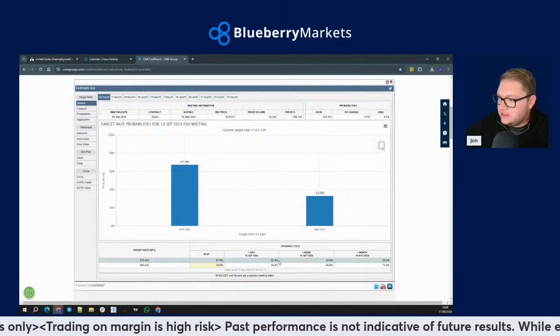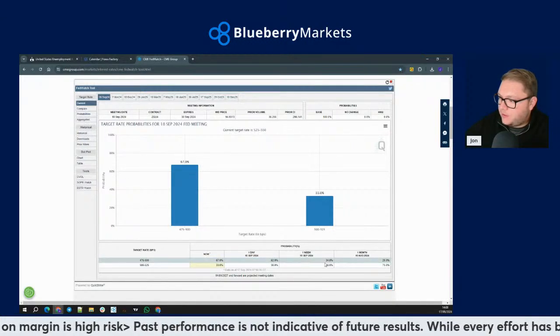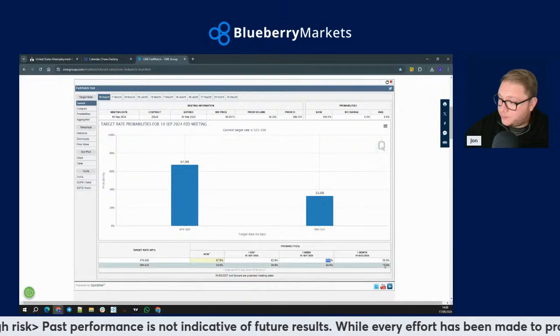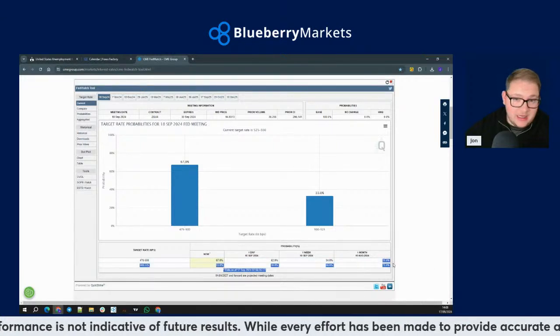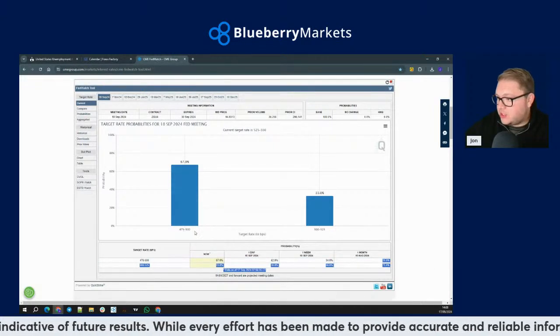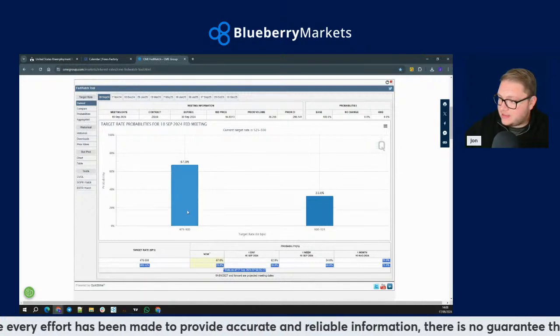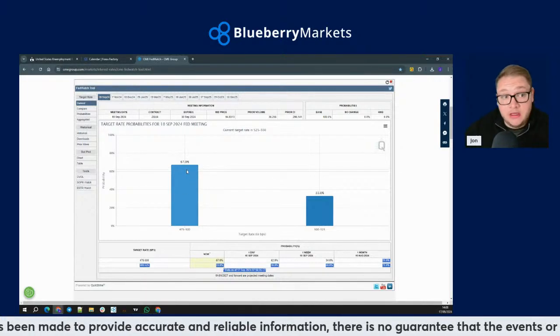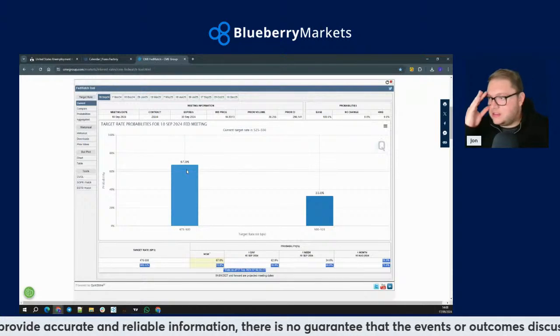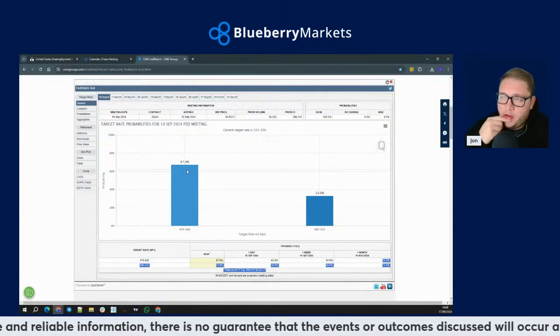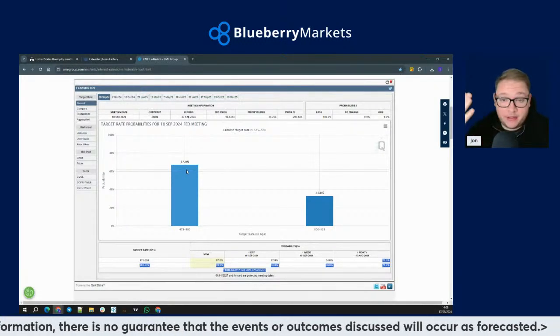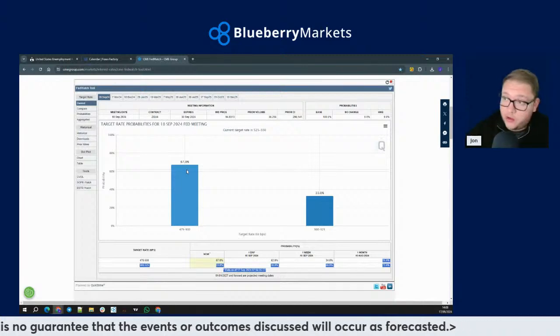Yesterday it was at 62%. A week ago, though, it was at 34%. And a month ago, it was at 24% in terms of chances of getting a 50 basis points cut. Now you can see here we're weighted 67% to 50 basis points. So the market is at the moment pricing in a bigger cut from the Federal Reserve than what is forecasted, right?